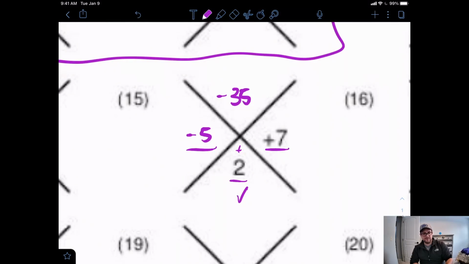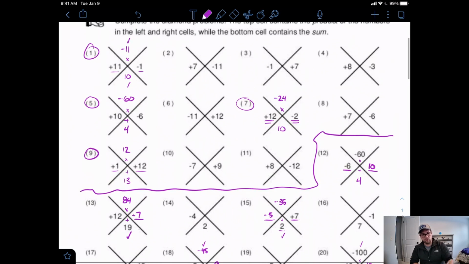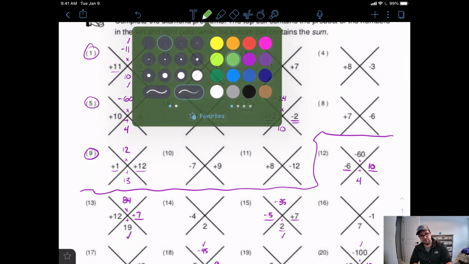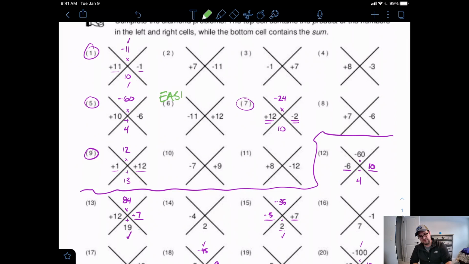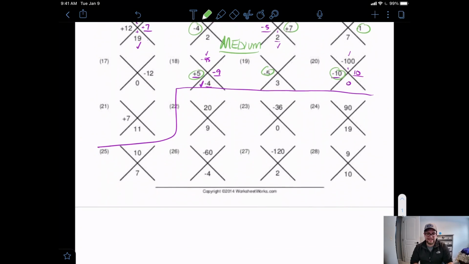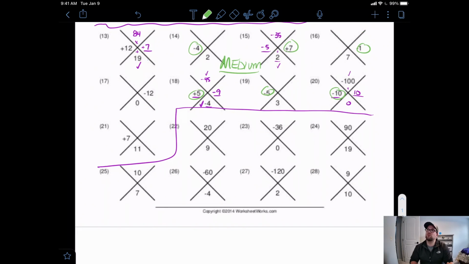Now, these problems up here at the very top, where you get both of the side numbers, these are the easiest problems. The problems where you get only one side number to start with, these are medium level problems. The hardest problems come when you don't get either of the side numbers. So let's work through a couple of these.